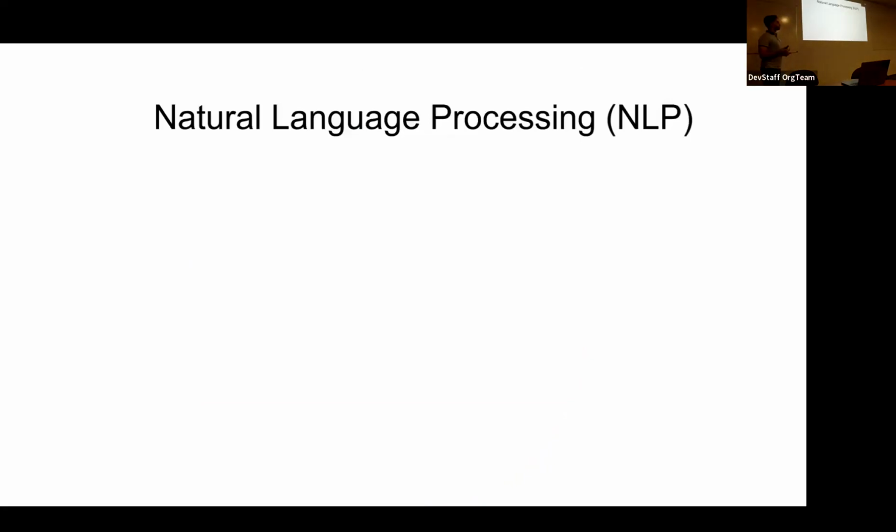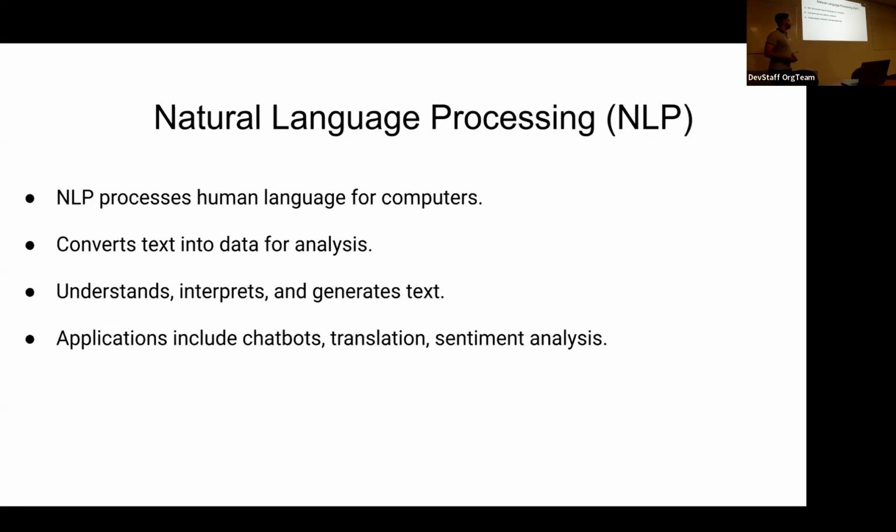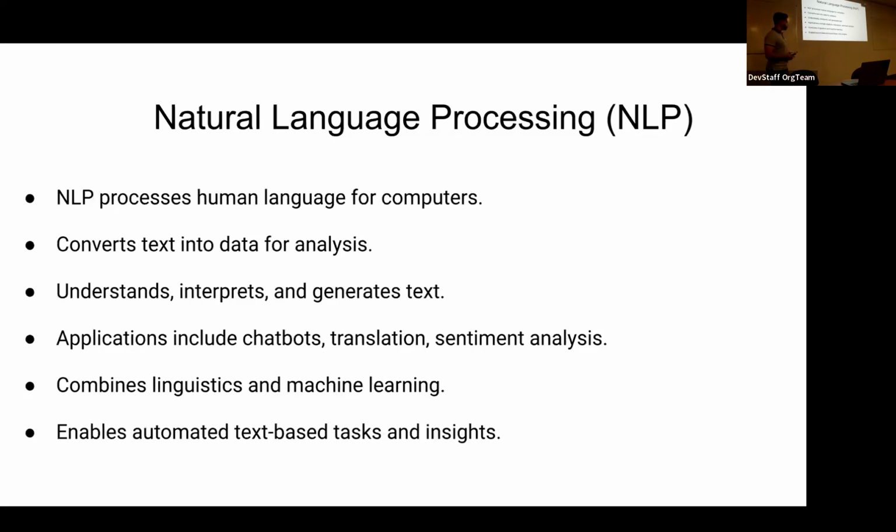Today we will talk about NLP tasks, natural language processing tasks. In simple words, NLP processes human language for computers. It can convert text into structured data for making further analysis. It can understand, interpret, and even generate text. Some of its applications are chatbots, translation, sentiment analysis, for example, amongst others. It combines linguistics and machine learning. And it can enable automated text-based tasks like question answering systems, like making some résumé of a text.